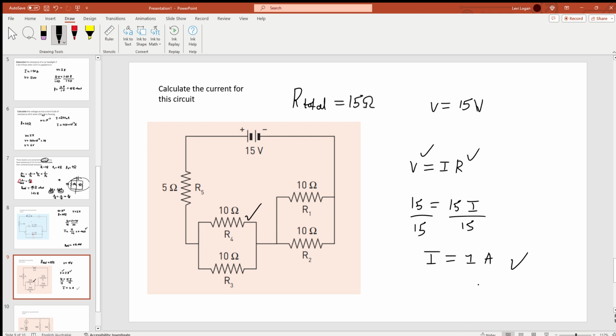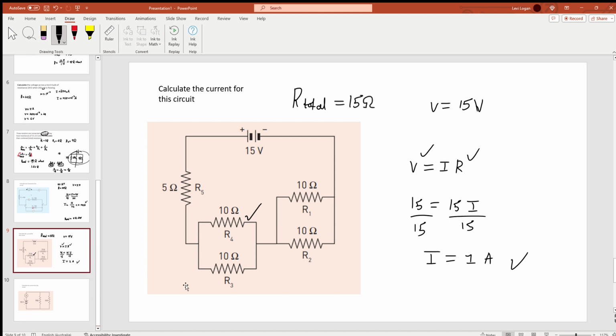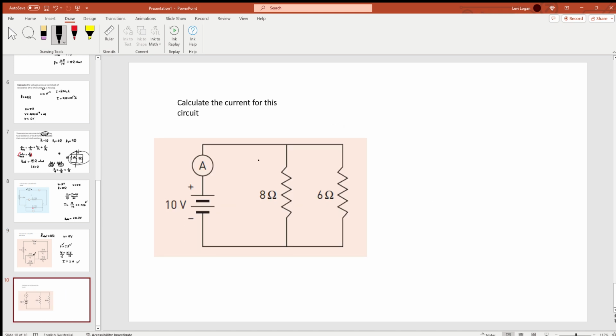Okay, that's it. Righto. If you have any questions about this particular circuit, leave some in the comments and I'll try my best to answer them. But let's get down to the last question of the video. That's probably the hardest circuit I think I've put in here. Let's go to an easier one. So calculate the current for this circuit here.